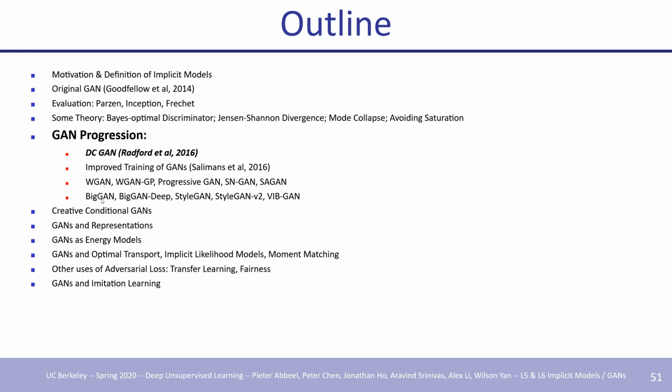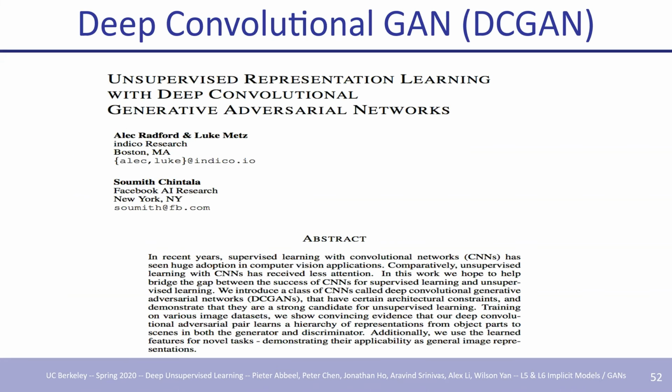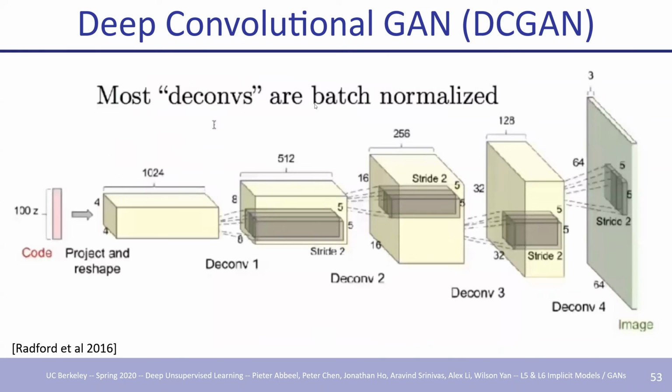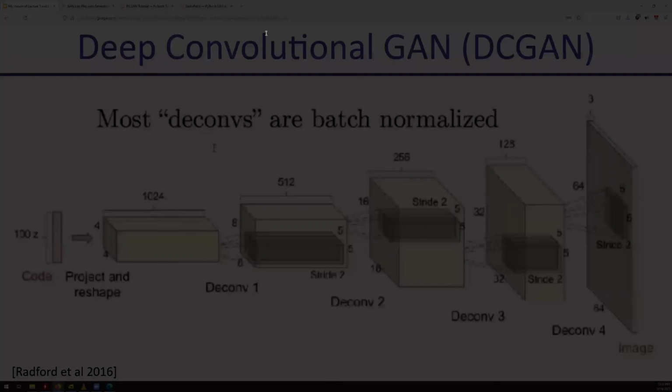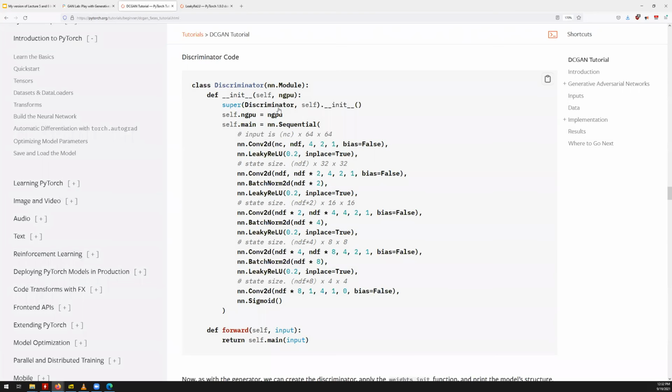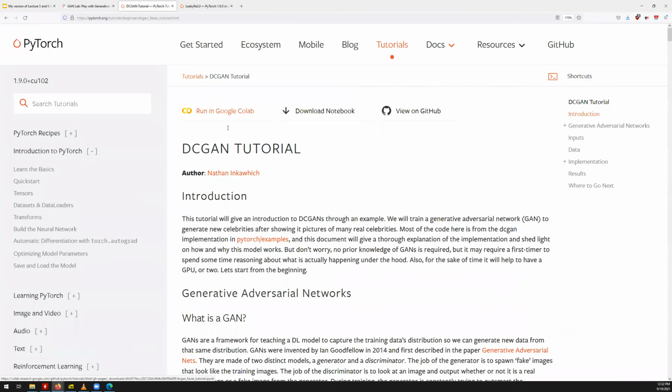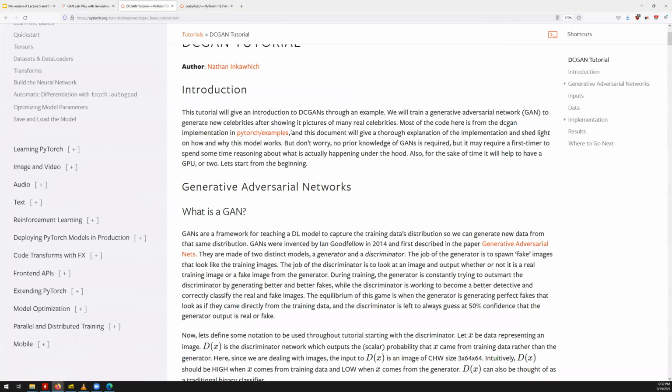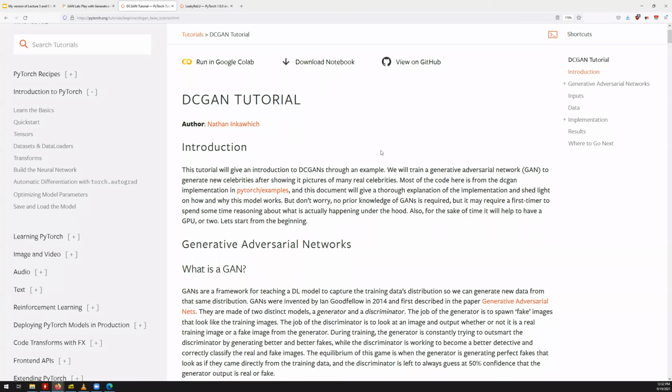So we can just start with this paper called DCGAN, Deep Convolutional GANs. I've found that this tutorial, on the PyTorch tutorial site, has a really nice DCGAN tutorial. So I'll refer to some of the points here.